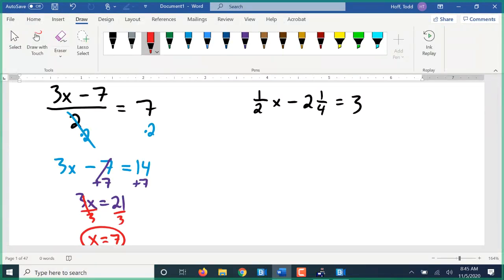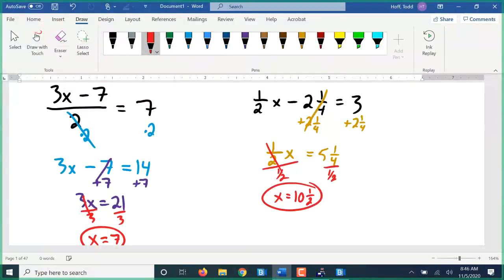Second one. Well, we're going to start out by adding the 2 1/4. One and a half x equals 5 1/4. Or sorry, 1/2 x equals 5 1/4. Divide by 1/2. X equals 10 1/2. Any questions there?